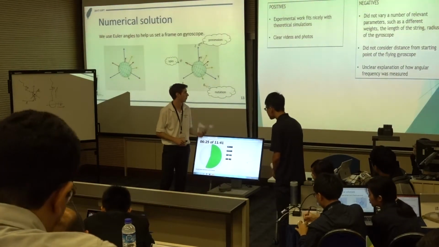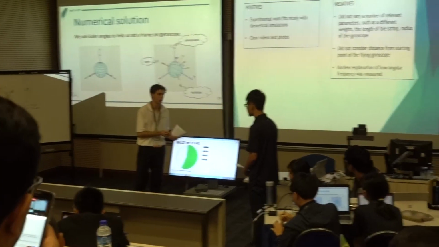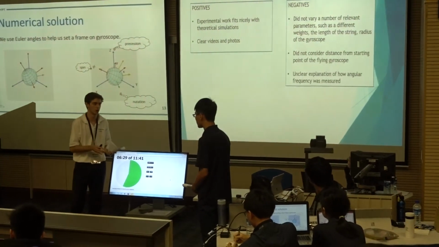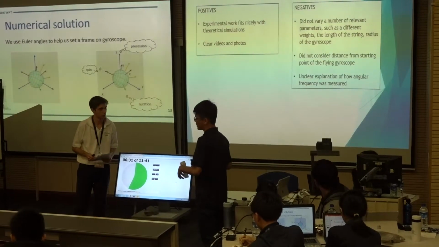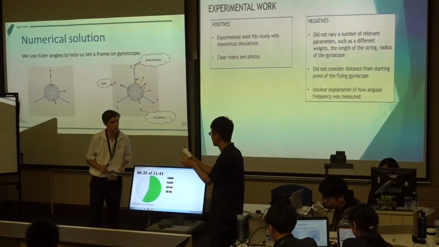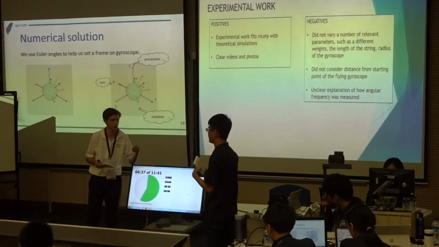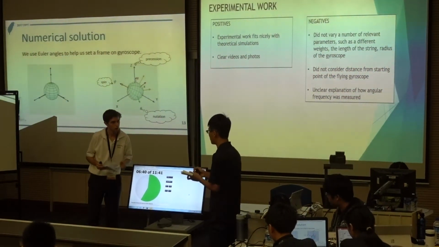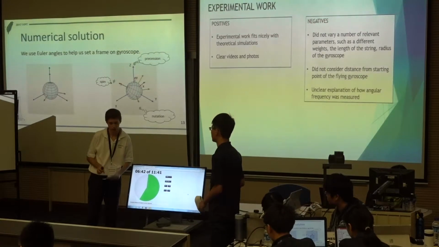I think varying the weight of the wheel would have been relevant. What effect would this have on the motion of the wheel? Just as I talked about, the moment of inertia will influence the precession of the gyroscope. If you have a bigger moment of inertia, the precession will decrease.